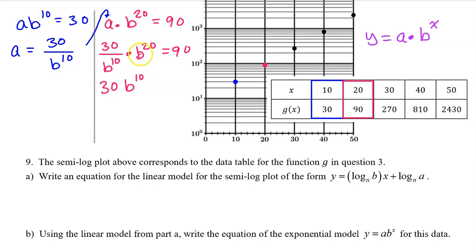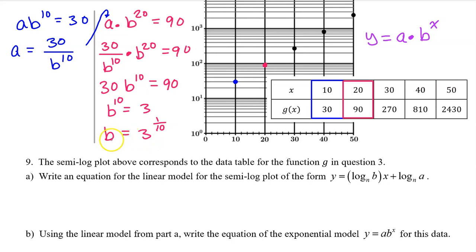Another way to think about it is when you divide with like bases, you subtract the exponents. So you can think of this as 20 minus 10 is equal to 10. So either way, we have 30b to the 10th power is equal to 90. Dividing both sides by 30 gives us b to the 10th power is equal to 3. So in order to get b by itself, we need to raise both sides of this equation to the 1/10th power. So b is then going to equal 3 to the 1/10th power.